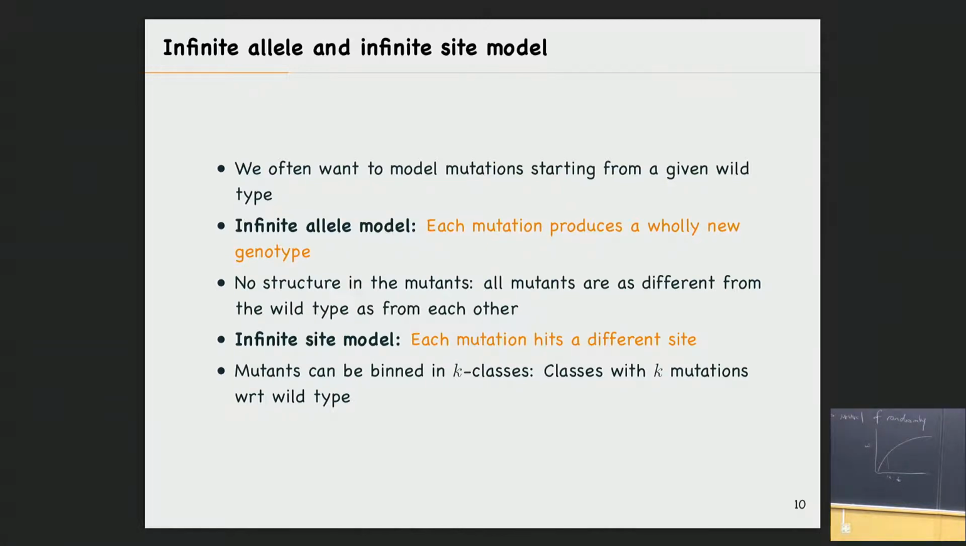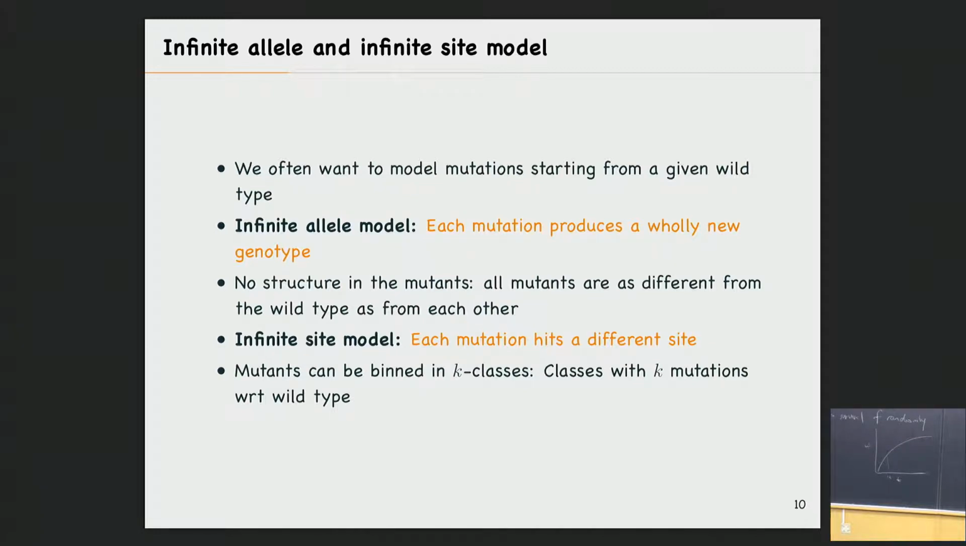The other one is the infinite site model. The idea is that each mutation hits a different site. In this case, you are imposing a hierarchy on the mutations. That is, you have a wild type with 0 mutations, then all sorts of different mutants with only one mutation, and then you have mutants with 2 mutations and so on.